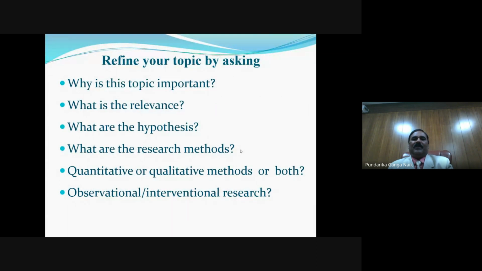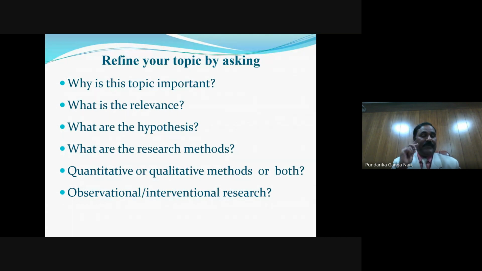Then you have to refine your topic by asking yourself questions, as I have put here. Why is this topic so important? What is its relevance? Whatever topic you choose for writing the proposal, you should ask yourself why it is so important. You will get some answers because you have to refer to much literature, and you must be aware of what is happening around in this domain knowledge, and you have to prepare yourself and give the justification why this topic is so important in order to pursue the research in the chosen field.